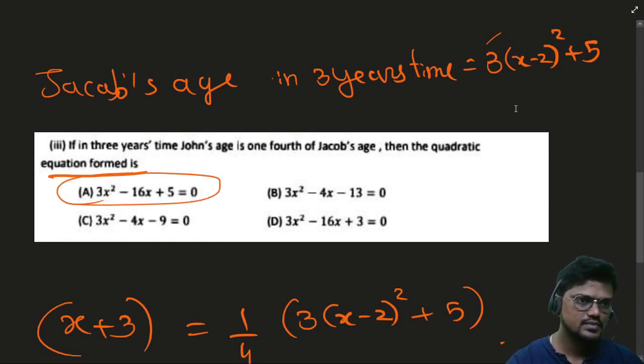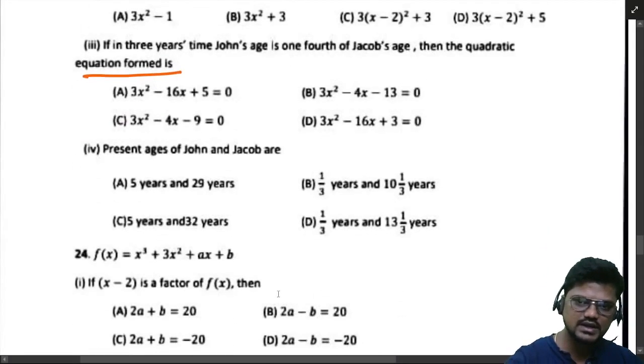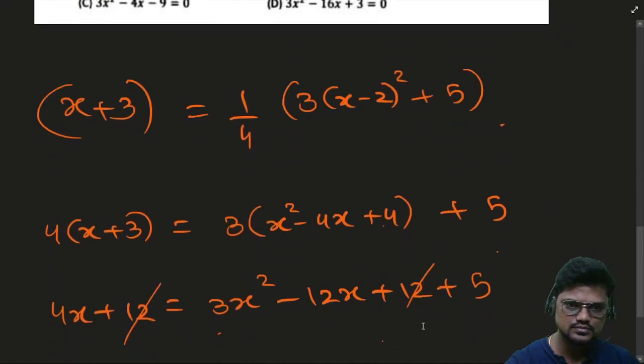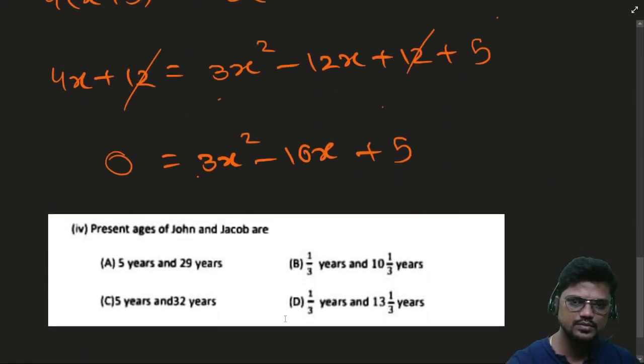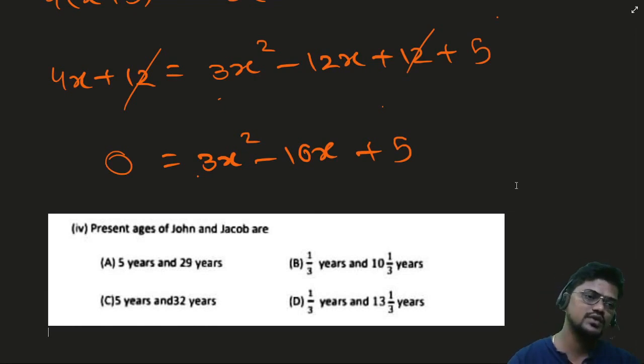So this would be the answer. Got it? After that, there is one more question just after it. Present age of John and Jacob is. To find the present age, what will we have to do? We'll have to solve this quadratic equation. Whatever value of x you get, that will be the present age. Since we are at the end of time, you can solve this and get the answer. I'll be sending you this PDF anyway. Whatever we have solved, you will get the answers.